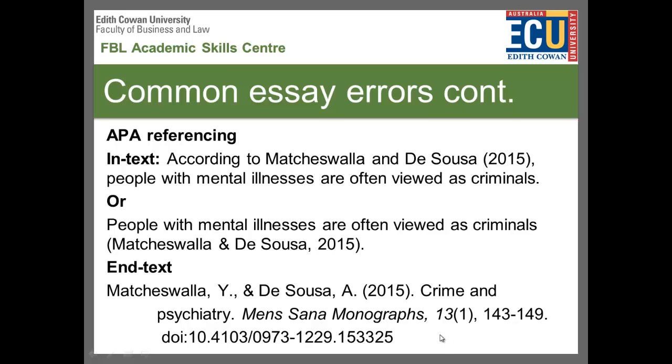Another common essay error was incorrect referencing. Just watch out. In text, you can introduce a reference in a number of different ways. These are the two most common ways. You can use a phrase like according to, and then the author's name with the year in brackets, or you can put it at the end of the sentence. Remember that when the author's surnames are outside the brackets, use AND for and, but when the authors are inside the brackets, use the ampersand symbol, which is next to the 7 on your keyboard.